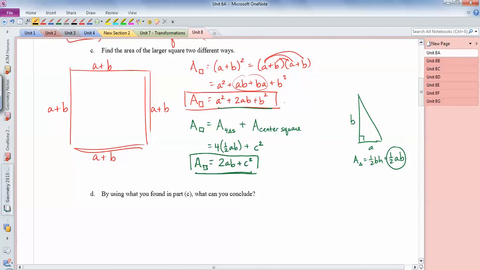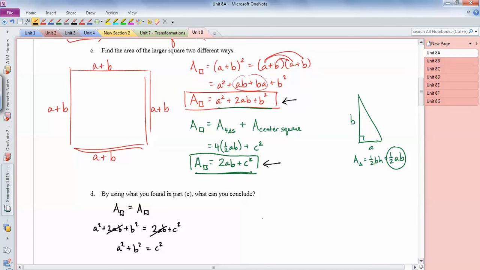We know that if this is the area of the whole square and this is the area of the whole square, then they must be the same. So I'll write it like this. Area of the square must equal area of the square. So a squared plus 2ab plus b squared has to equal the other area, 2ab plus c squared. And if you notice, the two ABs are going to cancel each other, and you're left with a squared plus b squared has to equal c squared.